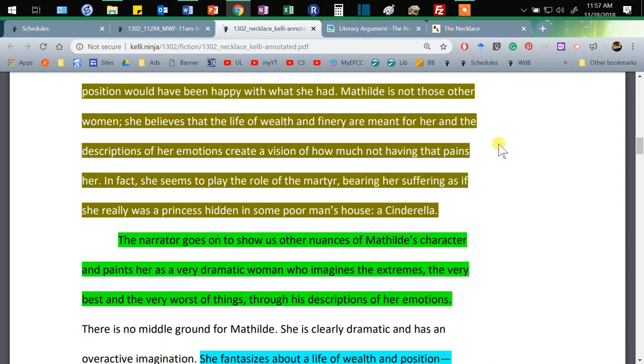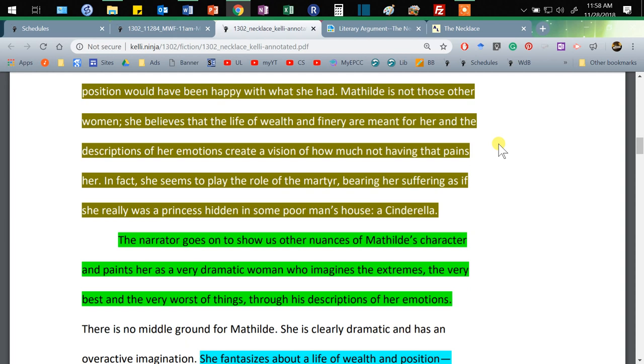She believes that the life of wealth and finery are meant for her, and the descriptions of her emotions create a vision of how much not having that pains her. In fact, she seems to play the role of the martyr, bearing her sufferings as if she really was a princess hidden in some poor man's house. A Cinderella. Okay, cool. So that takes care of that first part.